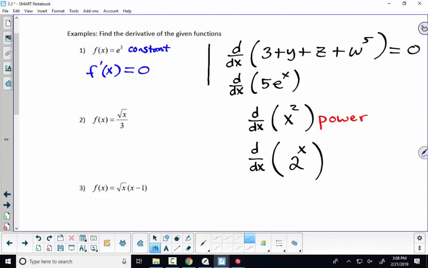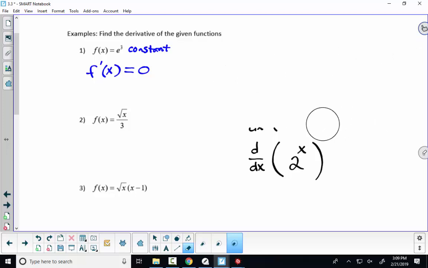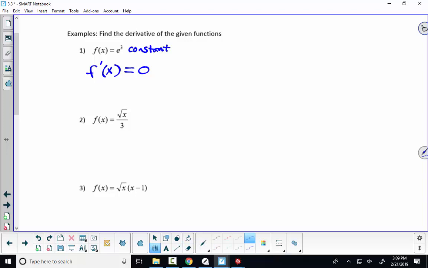Function 2, the square root of x over 3. Find the derivative. Are there rules for multiplying and dividing? Yeah, those are in 3.4. But the division by 3 is fine because that's just a constant. So this is actually 1/3 times the derivative of the square root of x.